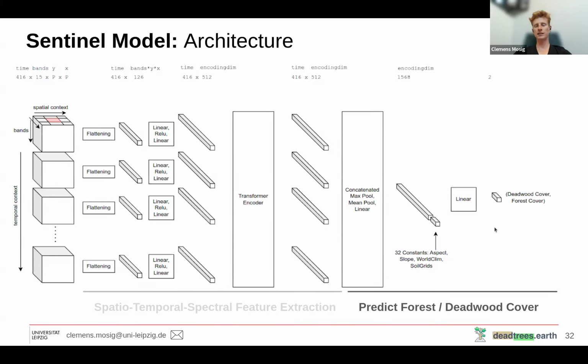This is then fed through a linear layer, and at the end you get two values: deadwood cover and forest cover. Please interrupt me if you're not on slide 32. And this deadwood and forest cover is for the center pixel of the spatial context, for the beginning of the time series.